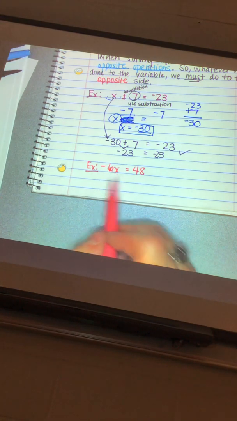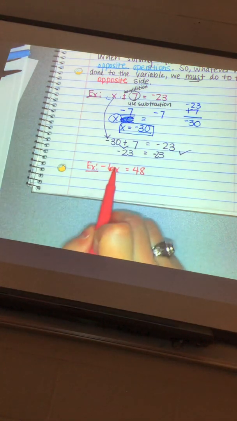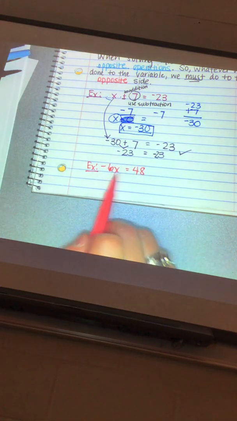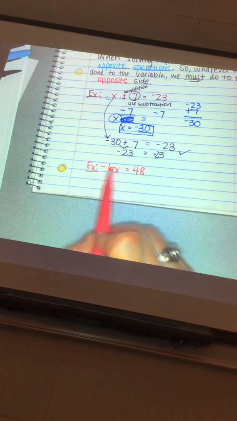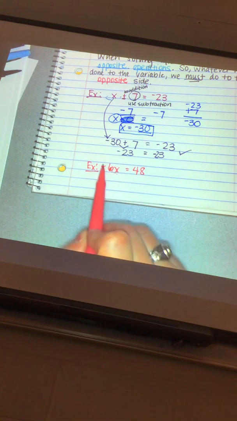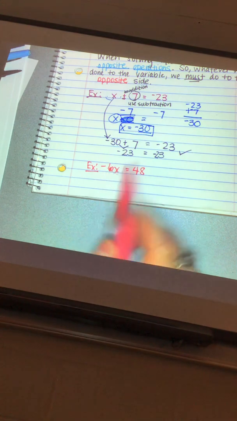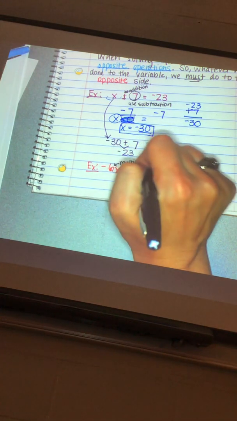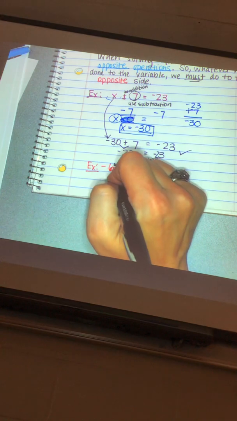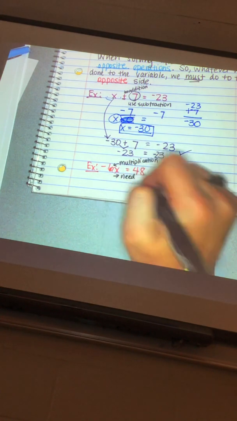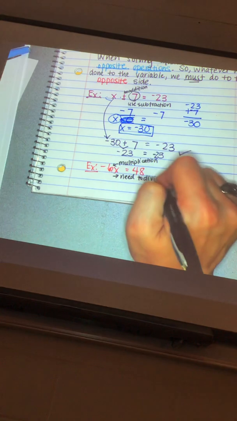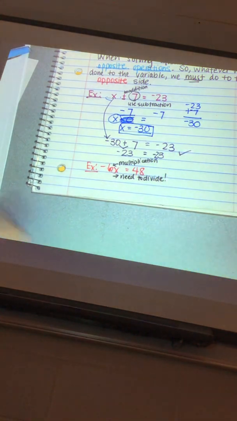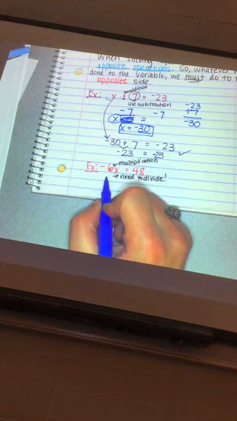Because when we know our multiplication rules, we know that sometimes if there's not a sign there, it's understood that multiplication is happening. 6 times x is what this is. Negative 6 times x is a negative 6x. So if there's multiplication, we are going to need to do the opposite. And the opposite of multiplication is divide. We have to divide by that number, by negative 6, on both sides.